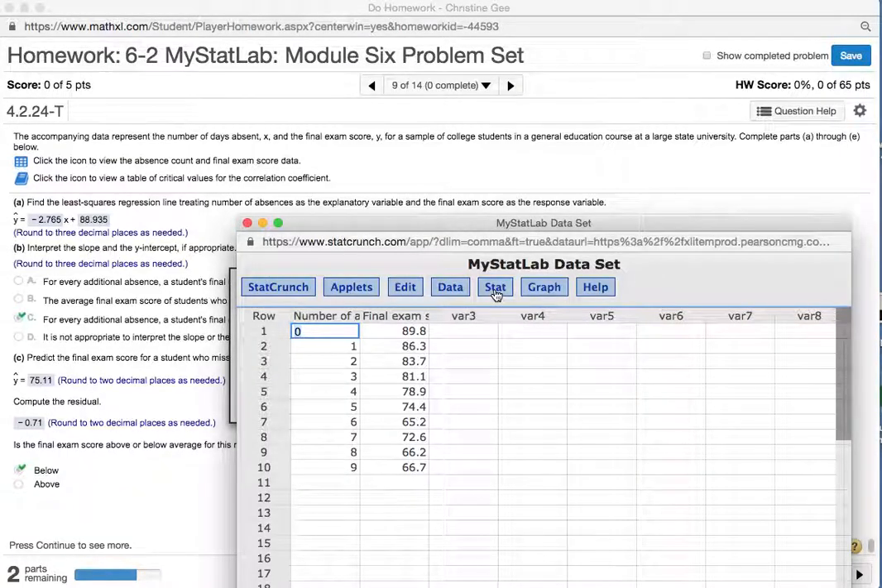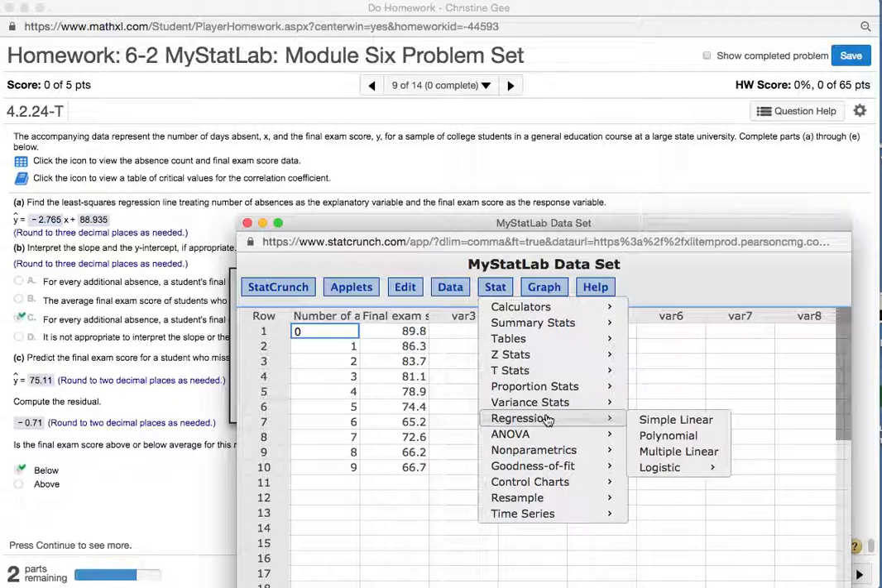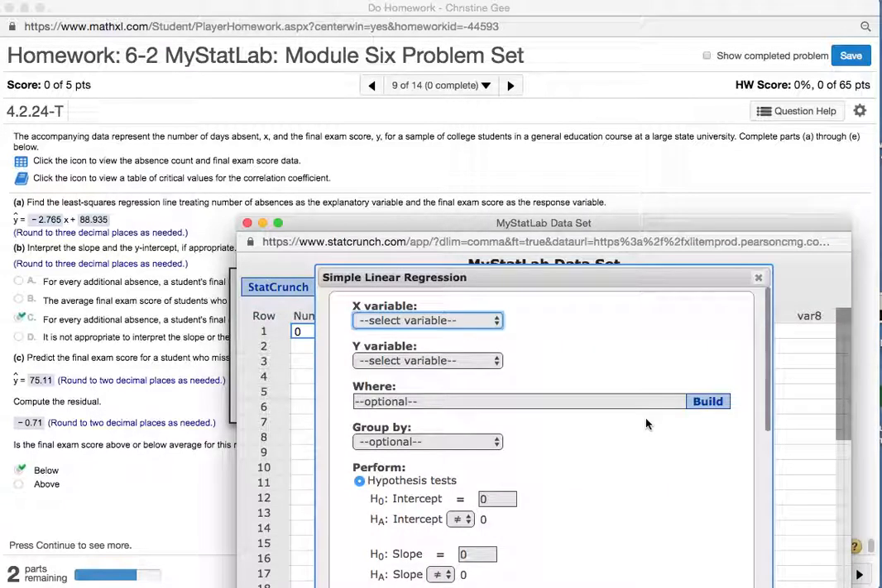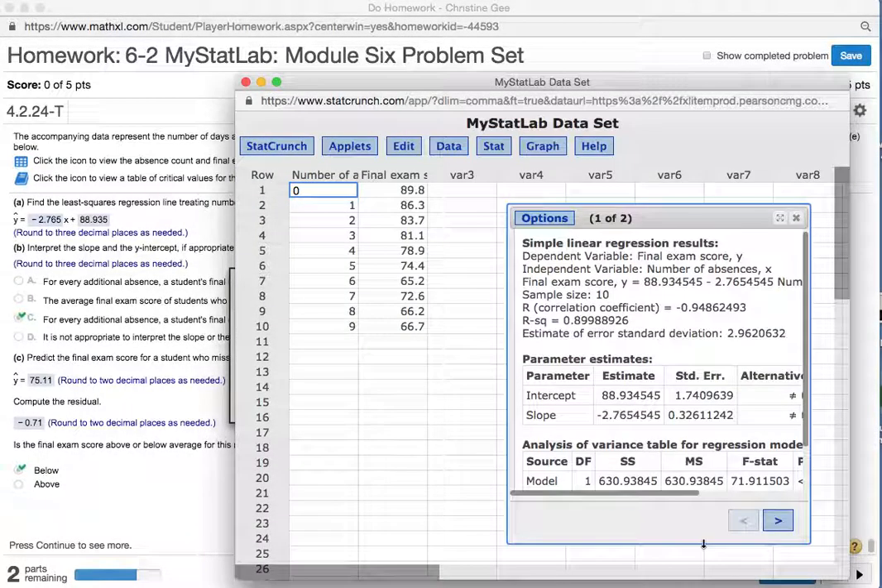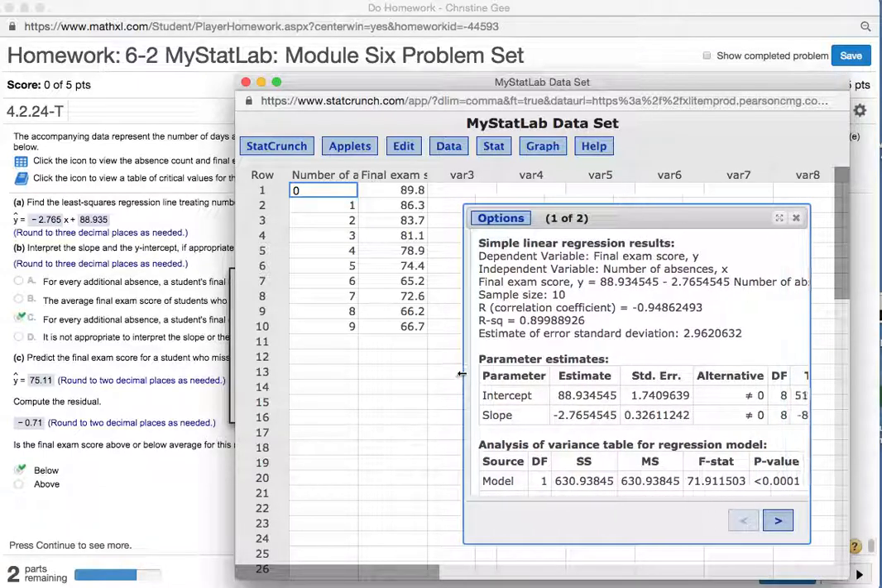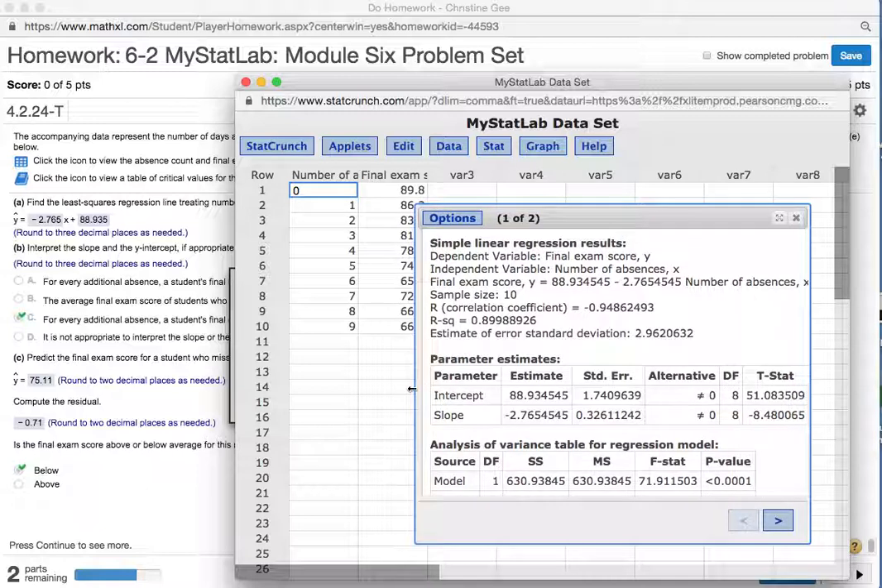So Stat, then Regression, and this is going to be a simple linear one. Our X variable is the number of absences, and the Y variable is the final exam score. That makes sense because if you're absent quite a bit, it's going to impact your final exam score. Now we compute this, and we get the information for the least squares regression line.